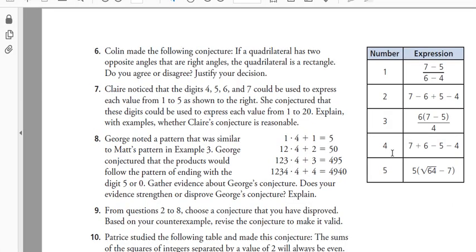Okay. I'm just going to interrupt you for a second here. There's some students over here that noticed number 7. They asked about number 7. Let me talk to you about number 7. Clara noticed that the digits 4, 5, 6, and 7 could be used to express each value from 1 to 5. So here's expressions using all 4 of those digits, but only those 4 digits. So she conjectured or guessed that every number from 1 to 20 could be made this way. Okay, so here's the numbers 1 to 5 using those digits only.